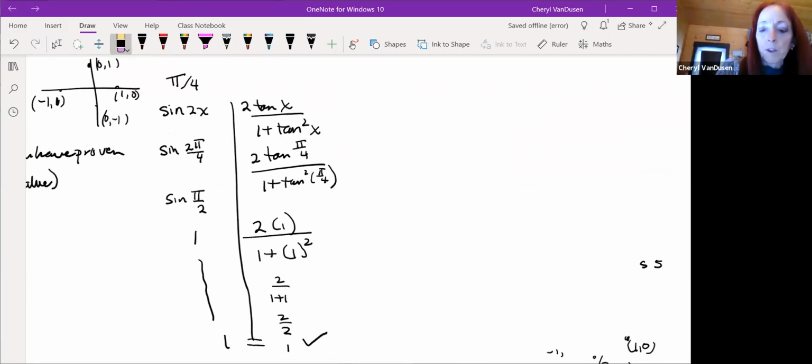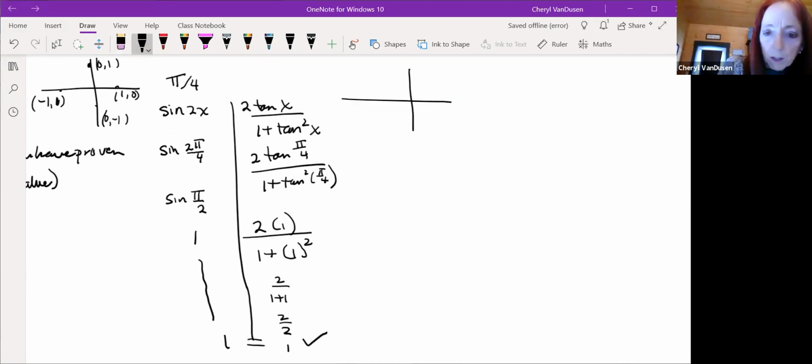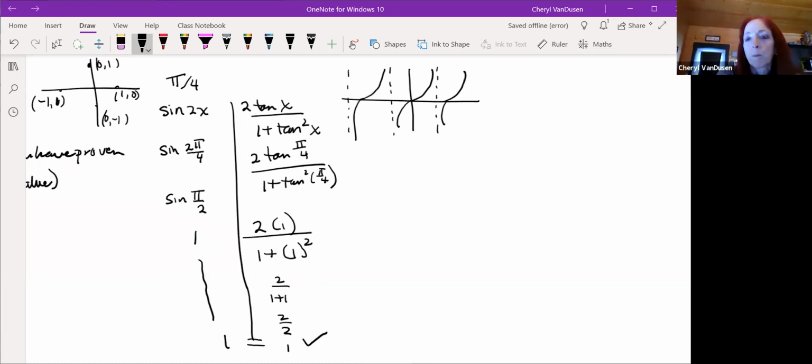Hopefully you have a little vision of what a tan curve looks like. You may or may not, because we don't do it a ton, but there is the expectation. A tan, wow, that's supposed to be a straight line. So a tan graph looks like this. So it looks like a series, and they've got these asymptotes, right? That's what a tan graph looks like. So at all these asymptotes, it doesn't exist, okay?